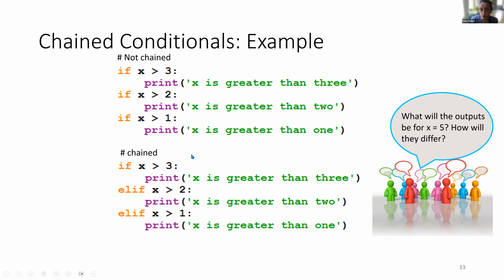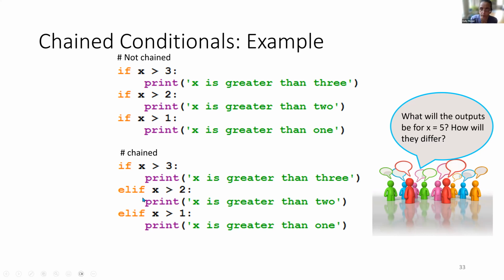Now let's consider the chain version. So in the chain version, we have all of the same branch guards. So we know that they're all true, right? X being 5 is greater than 3, 2, and 1. But we had that stipulation that only the first one which is true is the one that's going to execute. So even though these are all true, and it says elif, only the first one will execute. So x is greater than 3 will cause x is greater than 3 to print out. And none of the others will run because we have already selected one.